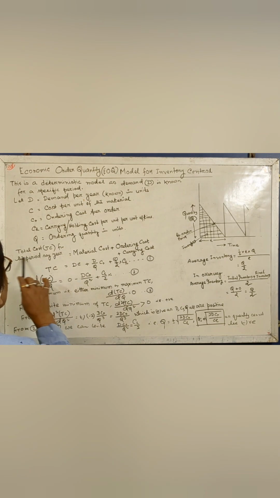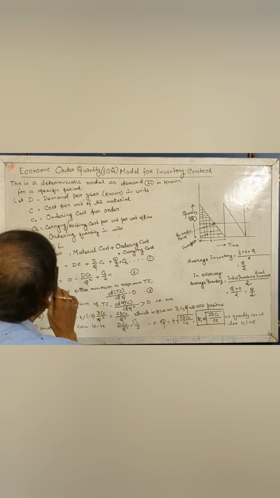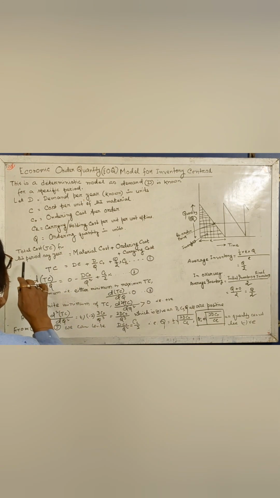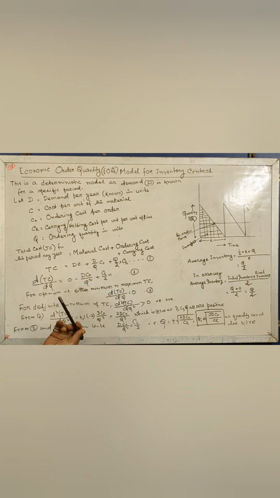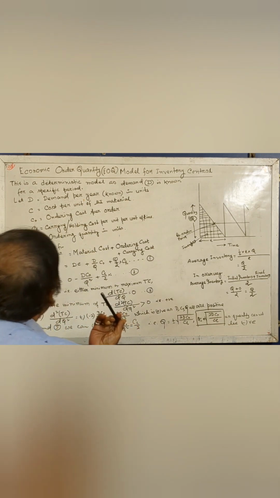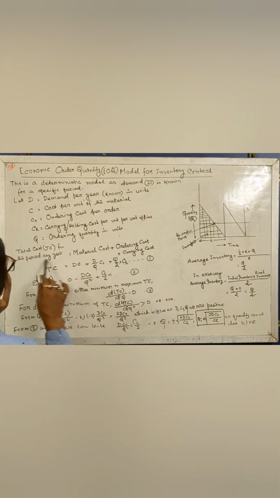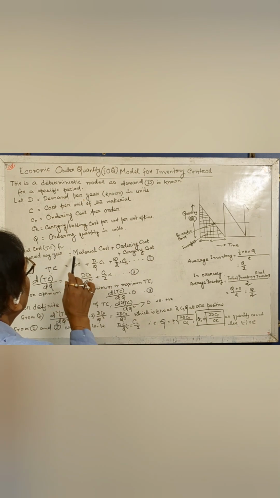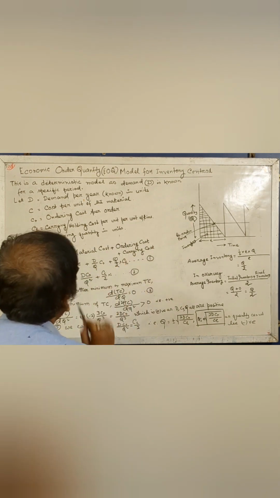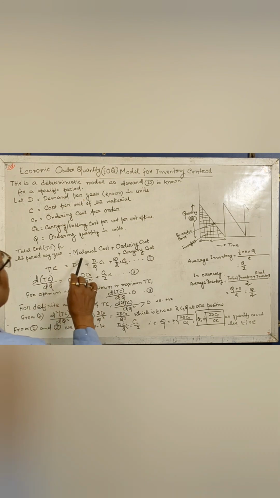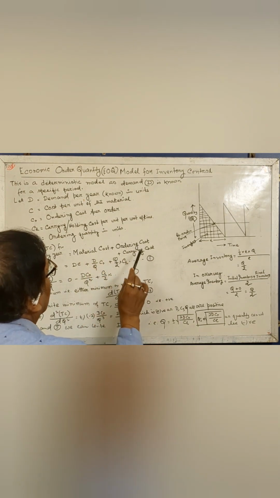First of all, total cost. We are taking here the total calculation for a year. You can take any period, weekly, monthly, even a day, but we are taking per annum, or per year. The total cost consists of three components as per this model: material cost, ordering cost, and carrying cost.